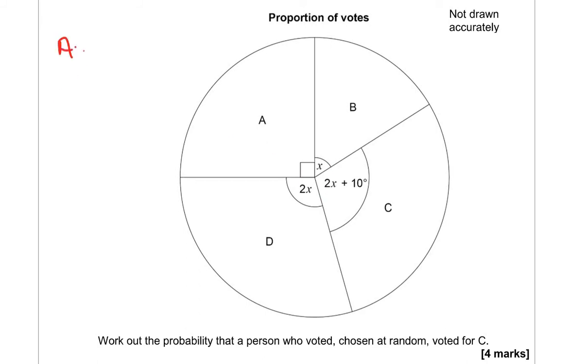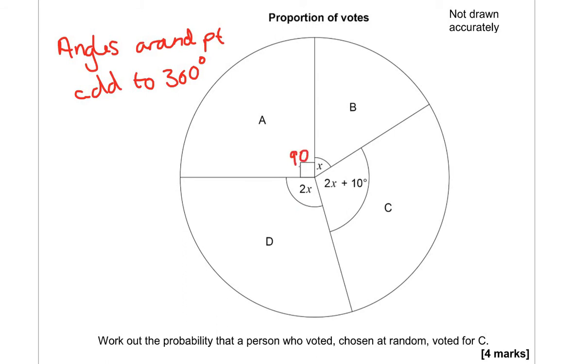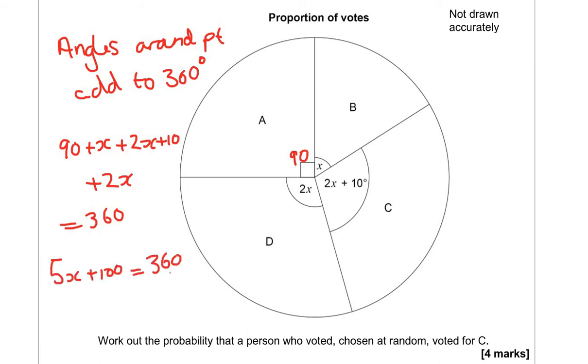Okay, firstly, we know that angles around a point add to 360 degrees. We also know that this is 90 here, because it's a right angle. So this tells us that 90 plus x plus 2x plus 10 plus 2x equals 360. Right, and we can simplify this, so it tells us that 5x plus 100 equals 360, and so 5x equals 260, and therefore x equals 260 divided by 5. Well, you could do 260 divided by 10 and then double it, so this is 52 degrees.